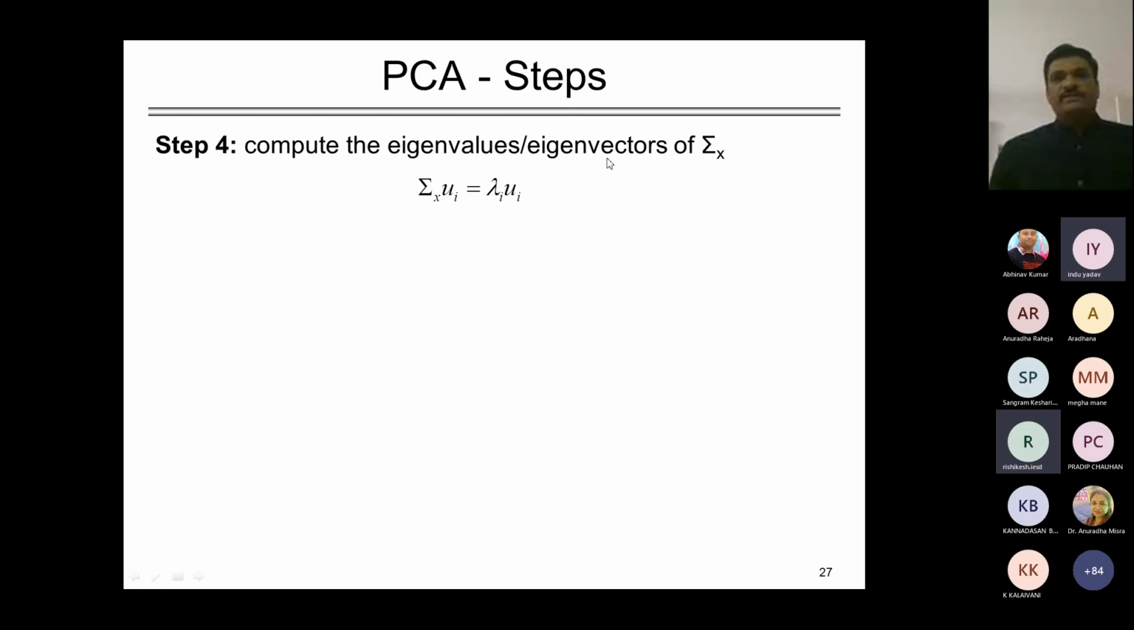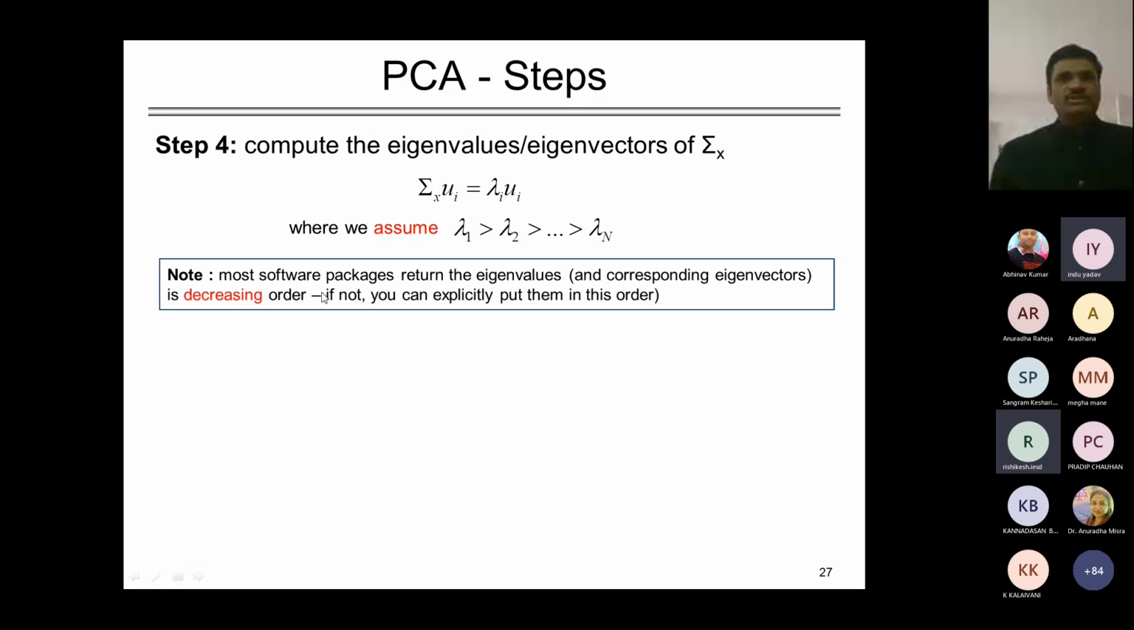So compute the eigenvalues and eigenvectors of sigma x, like sigma x ui equal to lambda i ui, where we assume that lambda 1 is greater than lambda 2, greater than lambda n. That means lambda 1 is the highest contributing variance component, lambda 2 is next, and so on. Most software packages return the eigenvalues and corresponding eigenvectors in decreasing order. If not, you can explicitly put them in that order.